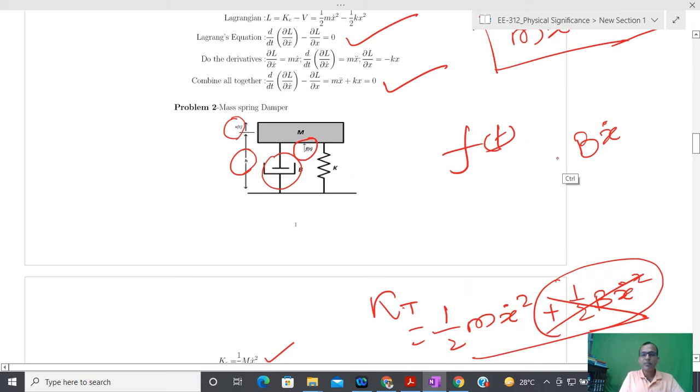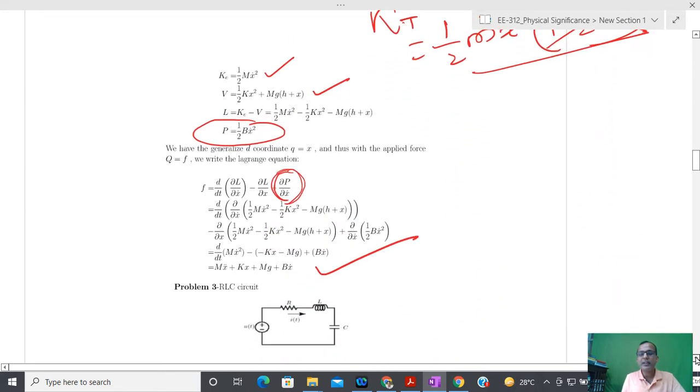Okay, but here you can see that there is no need to worry about how much force is acting. You just have to identify in which direction, meaning in which generalized coordinate direction, which force is acting. That much you have to worry about. Okay, now let us come to the next example.